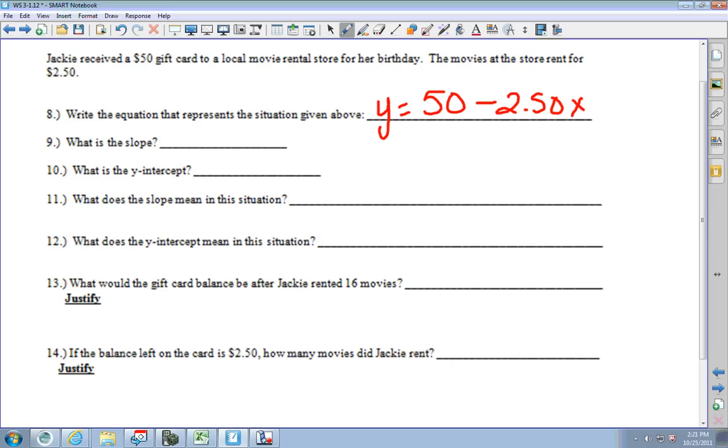Okay, so this is the number of movies. The 50, we're going to talk about what that means in just a minute. But the x is the number of movies. The y is going to be the balance on the card. Balance on gift card.